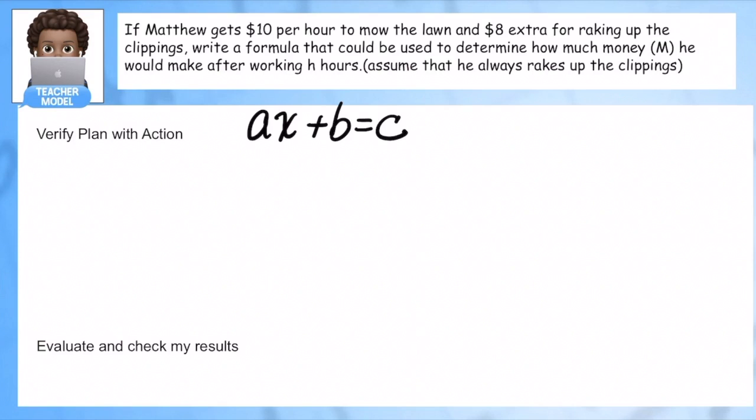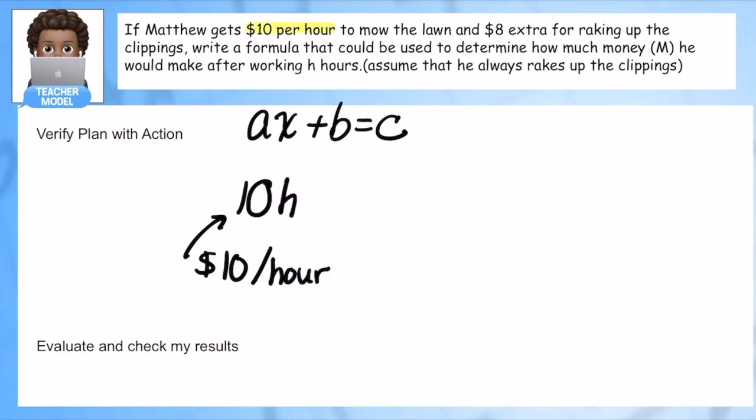So let's distinguish what are the terms and which terms represent a rate. And we're going to look at this first part here. We know that he makes $10 per hour. That is our rate. So 10H. And that represents the $10 per hour. And we know that our constant in there is the extra $8 he makes for raking up the clippings. And once we add up the clippings plus how many hours altogether, that is equal to how much money he earns.